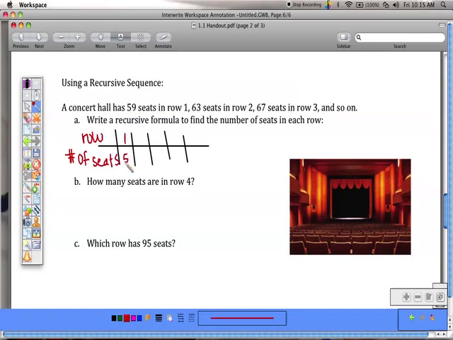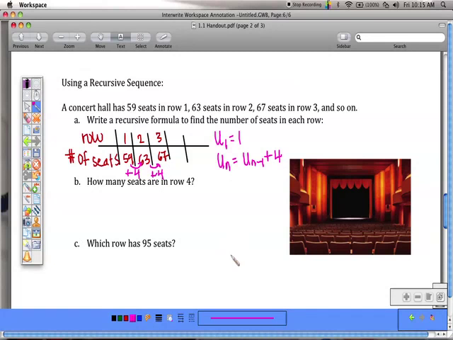Row 1, there's 59. Row 2, there's 63. Row 3, there's 67. So you take a look at this. Are these going up by the same number each time when you add, or are you multiplying to get to the next number? And it turns out for this one, you're adding each time. Looks like we're adding 4 each time. So this is an arithmetic sequence. So to write the formula, we say, all right, the first term is 59. To get the next term, you take the one before it, and you're going to add 4.